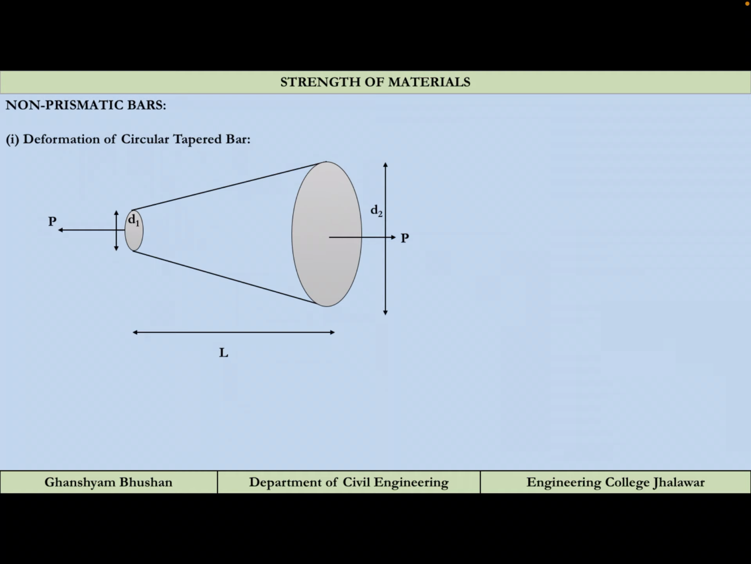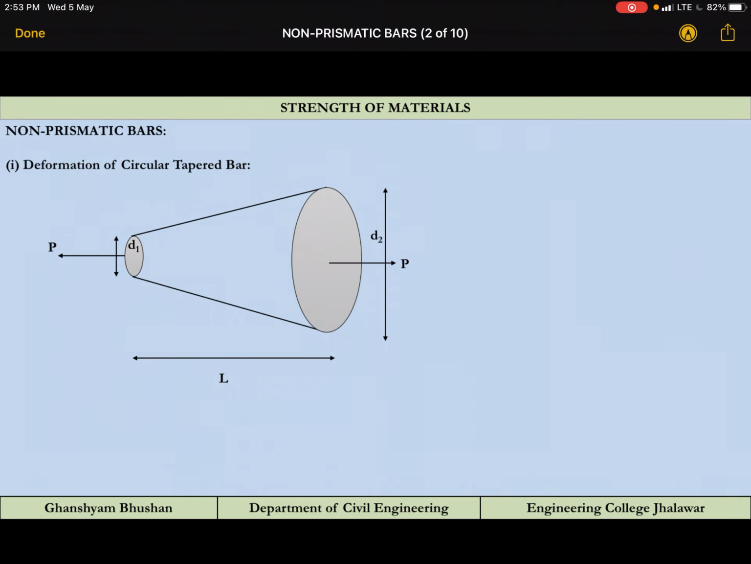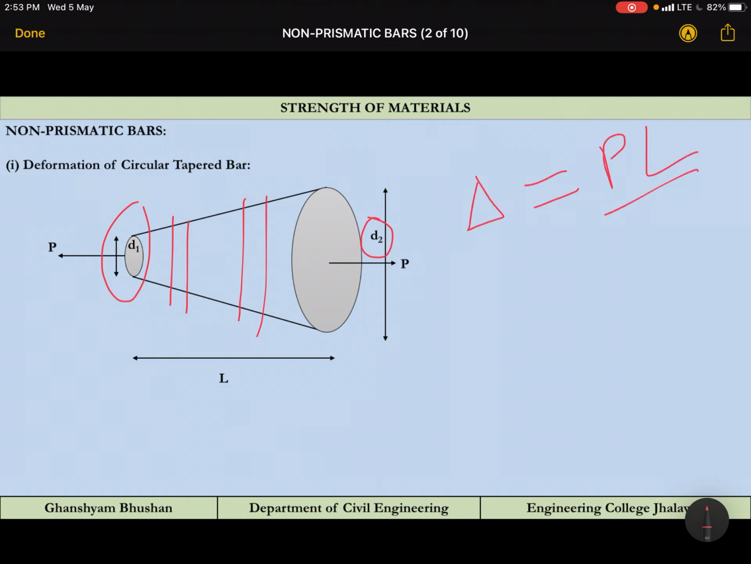So what we are going to do if we encounter a circular tapered bar. Let me tell you how this bar is. Here the diameter is d1 and gradually it is increasing up to diameter d2. So at each and every point the cross section area is changing. The deformation formula PL by A, where A was constant, we are not going to use directly for this type of non-prismatic bar.